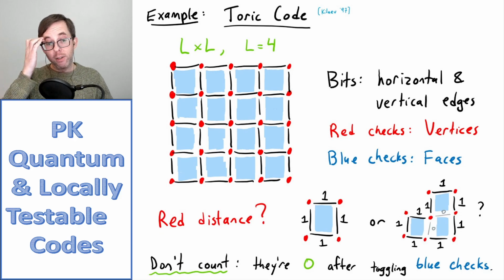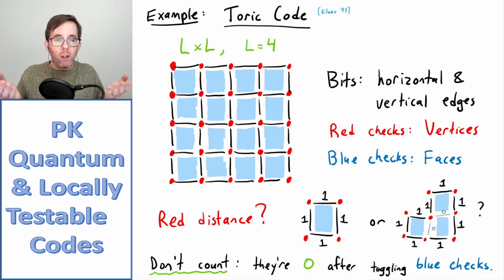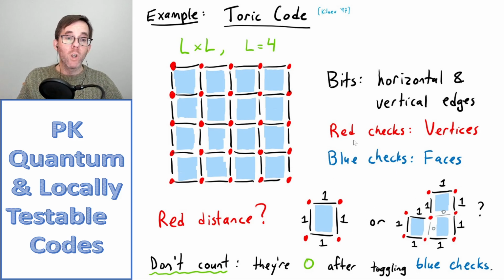And now what about the distance? So remember, you need to have both the red distance be large and the blue distance be large in order to have good quantum distance. Everything is kind of dual to each other here. This is another feature, by the way, of quantum LDPC codes, and most especially this PK construction. Like everything has a twin. Everything has got a dual thing going on with it. So right, it's going to be sufficient to try to figure out what is the red distance in this toric code.